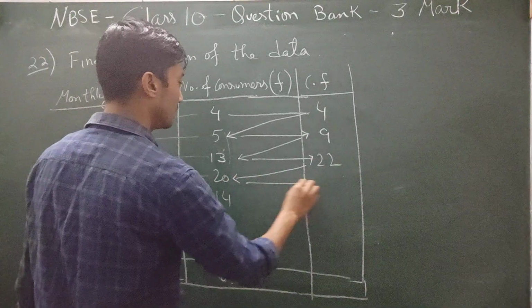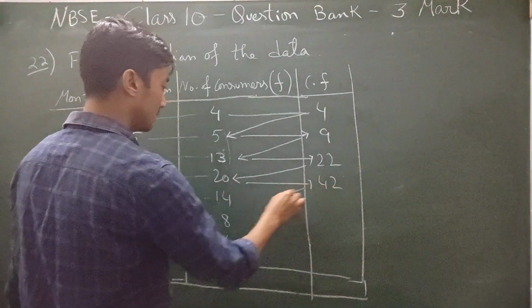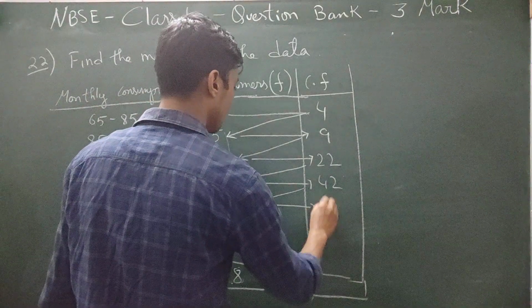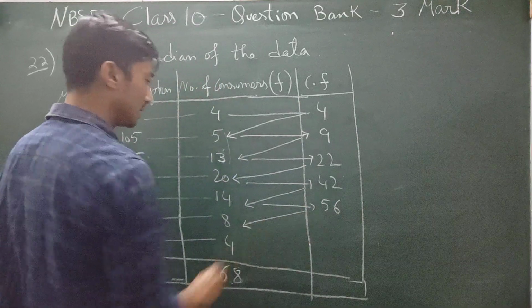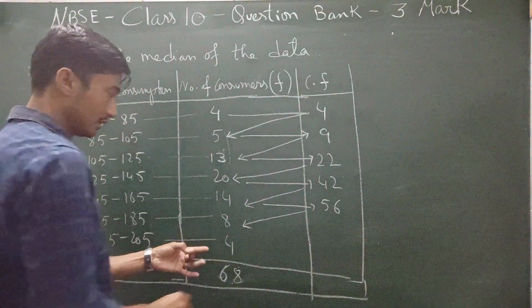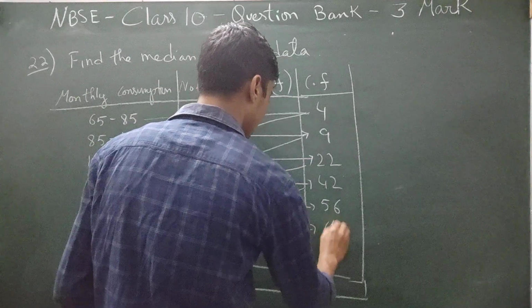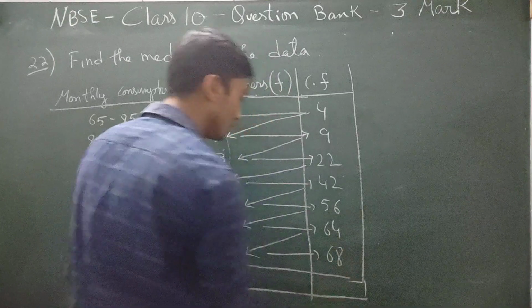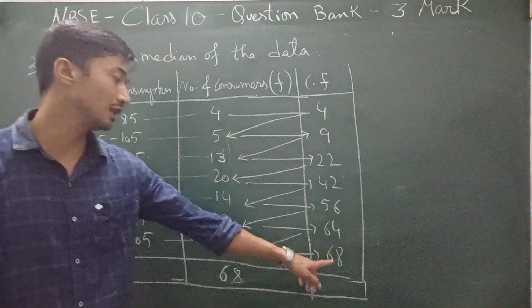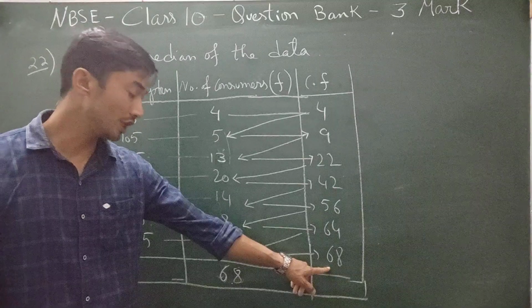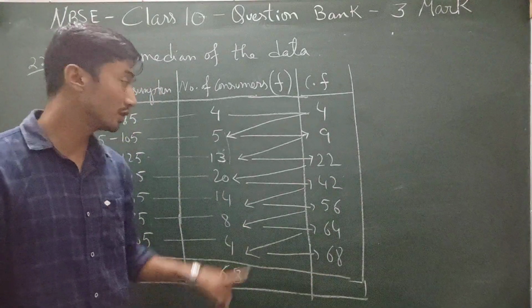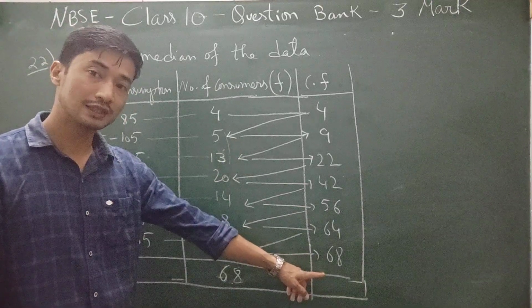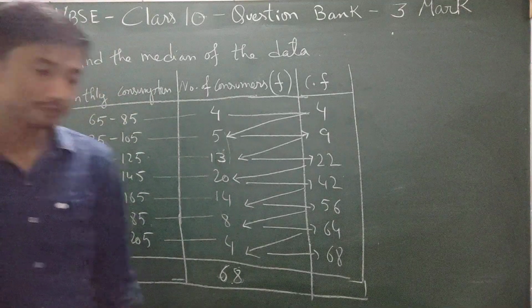22 plus 20, 42. Next 42 plus 14, 42, 52, 53, 55, 56. Next 56 plus 8, it's something like 60, 61, 62, 64. 64 plus 4, finally 68. If you're doing your totaling correct, the last value 68 should be equal to the total of the frequency, 68, because we're just summing up. So the last value also should be the same, 68. Alright? So you can get the table.